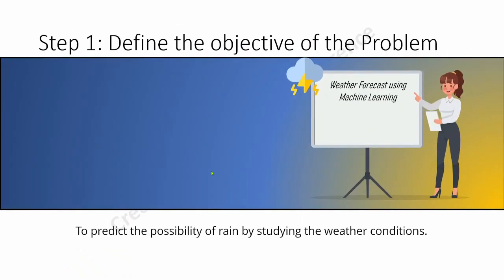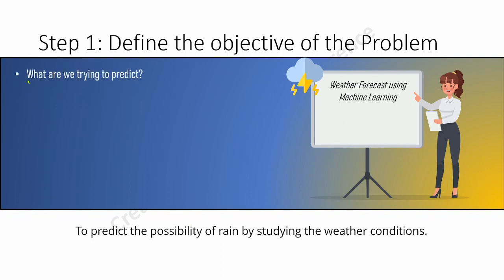Let's take an illustrative example and walk through the process of machine learning building. So step one, we define the objective. Let's say the objective is to forecast the temperature for a given day for a location or a city.